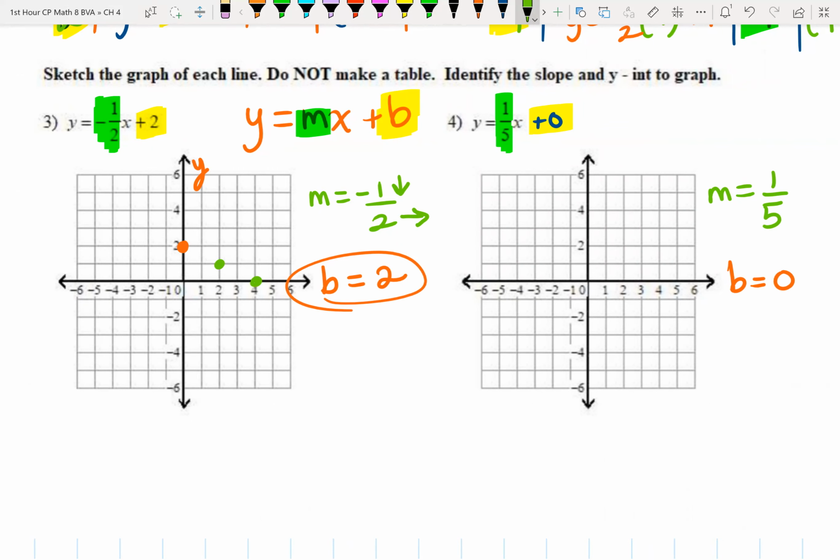Reverse that pattern to plot some points on the left side of the y-intercept. And draw your line with a ruler. You've done it. That's a great looking graph. Just draw your line with the ruler with arrows at both ends. Much faster than making a table, right?